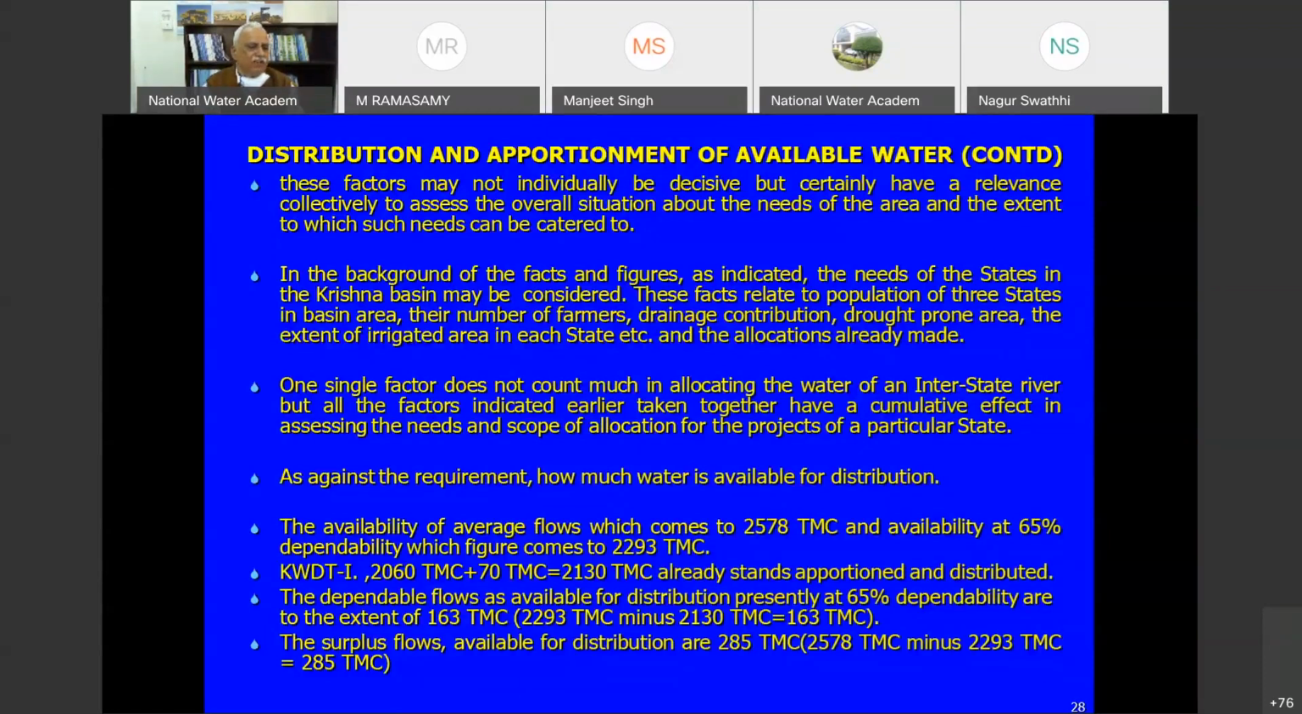The availability of average flows comes to 2578 TMC, and availability at 65% dependability comes to 2293 TMC, and KWDT1 has already allocated 2130 TMC. Therefore, the dependable flows available for distribution presently at 65% dependability are to the extent of 163 TMC only. Beyond 65% dependable flows, they have quantified that the surplus flows available for distribution are 285 TMC. That is 2578 minus 65% dependable flows.